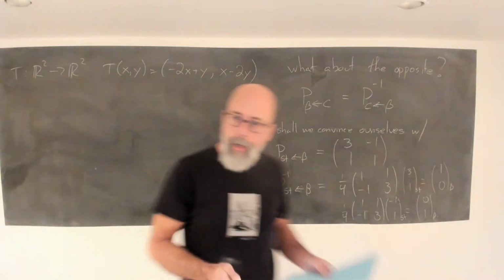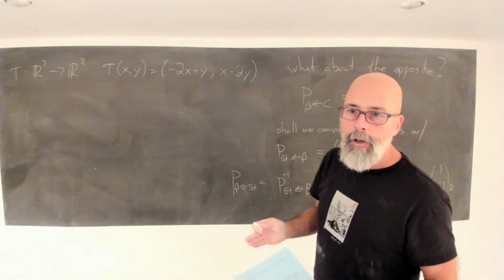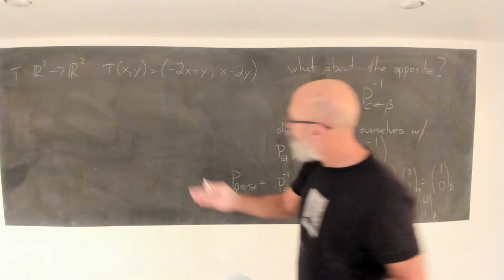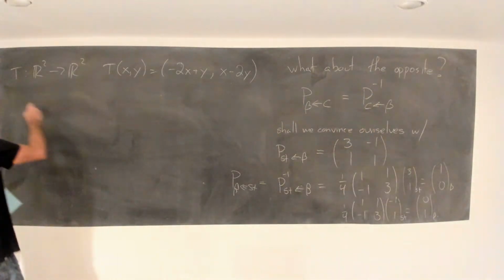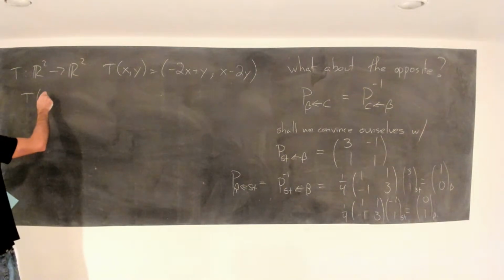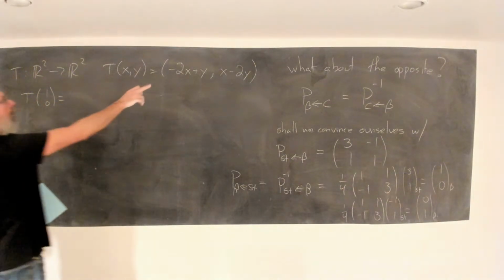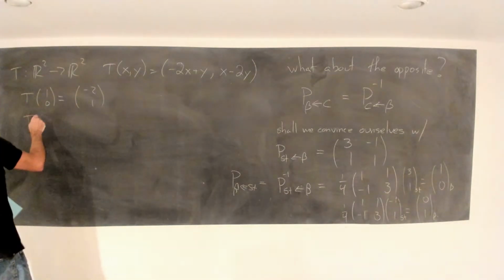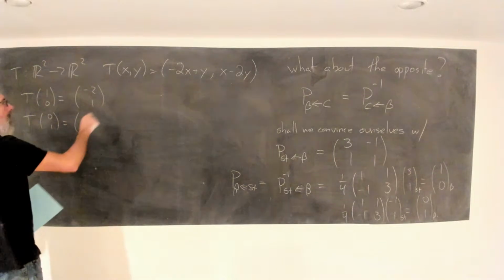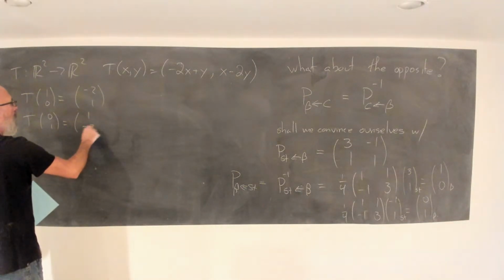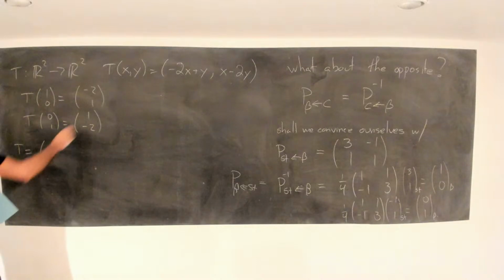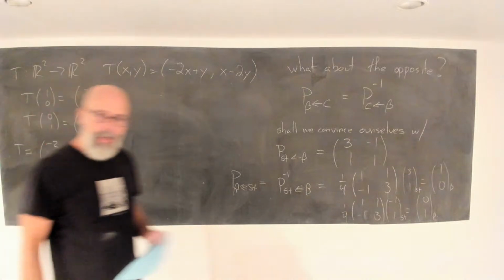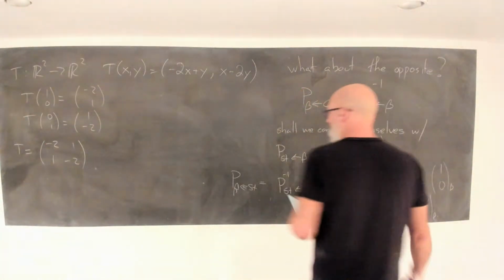And we saw that we could get a matrix representation for T by looking at how T acts on 1, 0. So that is minus 2, 1. And how T acts on 0, 1, the standard basis elements. And so T is really multiplication by the matrix. And everything worked.